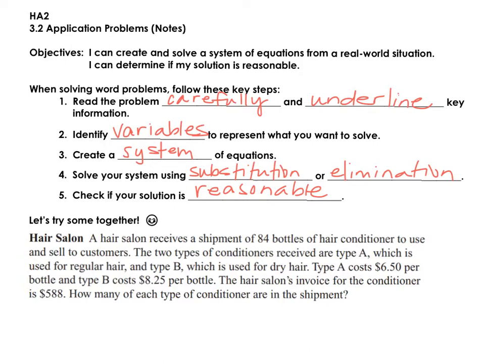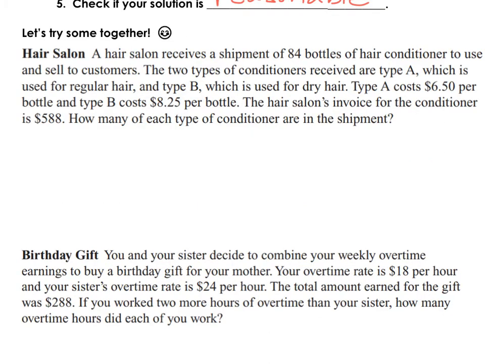Let's go ahead and try some word problems together. Here's our first problem. A hair salon receives a shipment of 84 bottles of hair conditioner to use and sell to customers. The two types of conditioners received are type A, which is used for regular hair, and type B, which is used for dry hair.